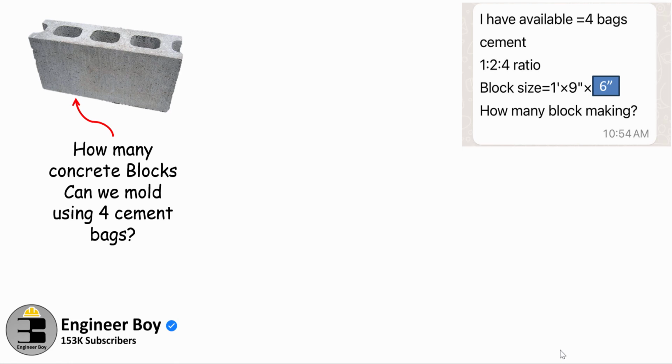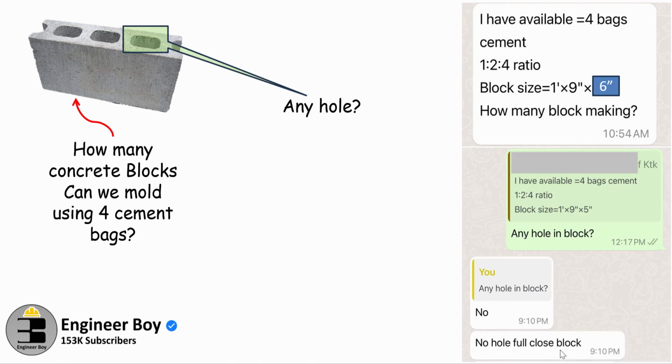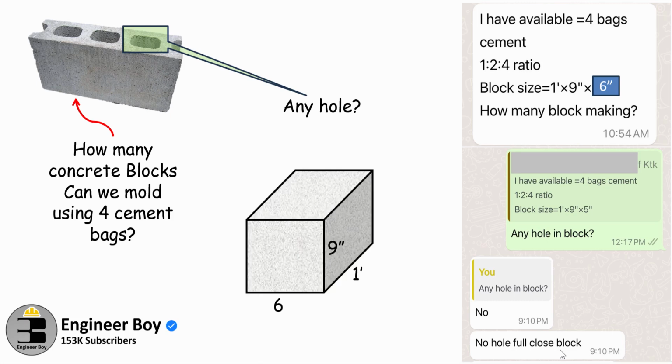This data is actually not enough to determine the quantity of blocks, the number of blocks that we can mold using 4 cement bags, because we don't know about the block shape. That's why I asked about the holes. If there is any hole in the block, but he said no, the block is completely solid, no hole, full closed block. It means the block is solid, and the size is known. It is 6 by 9 inches and the length is 12 inches.